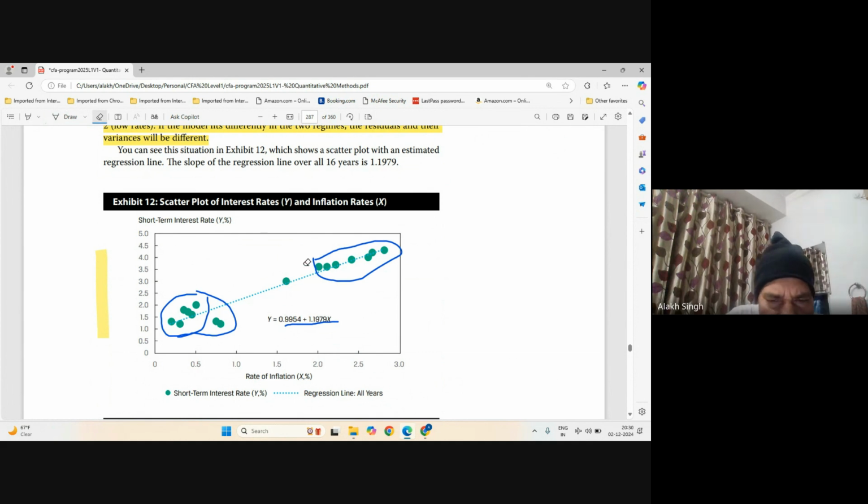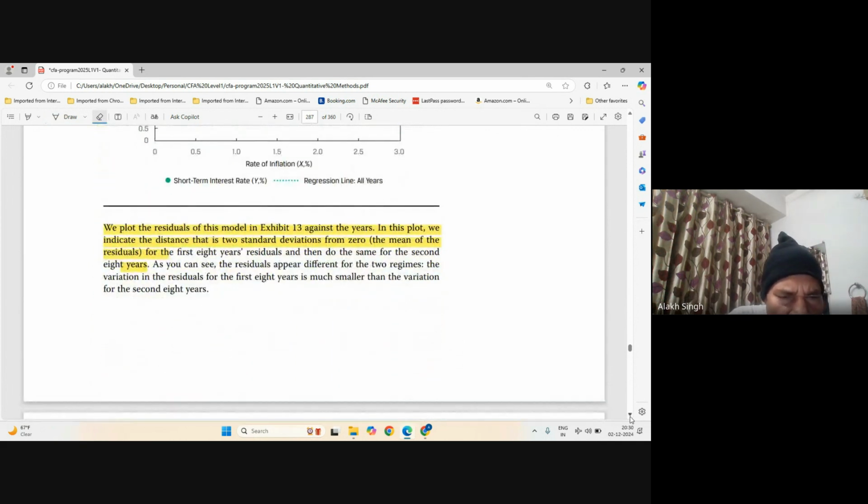So this is the case of clustering, and this model is actually not good. Let's see which is the better model. So we plot the residuals. For heteroscedasticity, we are plotting the error terms. In this plot, we indicate the distance of two standard deviations from zero, which means a 95% confidence interval, zero being the mean of the residuals, for the first 8 years, and then we do it for the second 8 years.